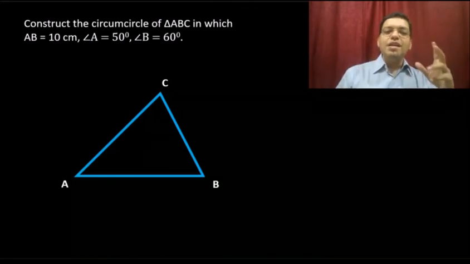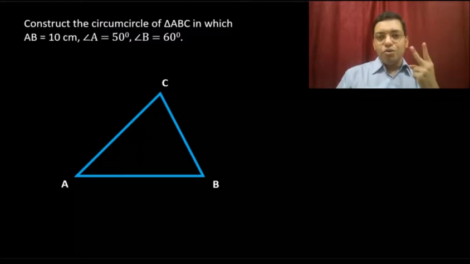Now, how do you construct the circumcircle of a triangle? To construct this, you need to know two things: the center of the circumcircle and the radius of the circumcircle. Once you know these two things, you can just draw the circumcircle. So how do we find the center of a circumcircle? It is the point of intersection of the perpendicular bisectors of the sides.